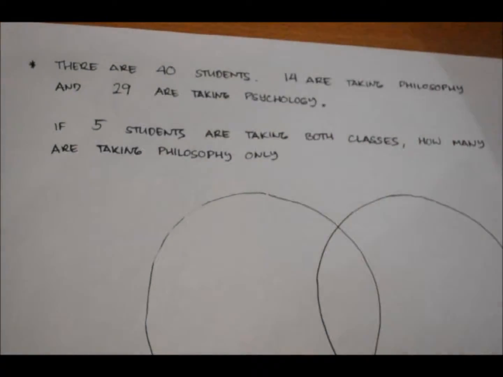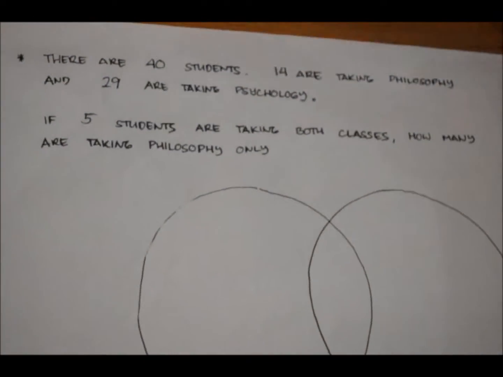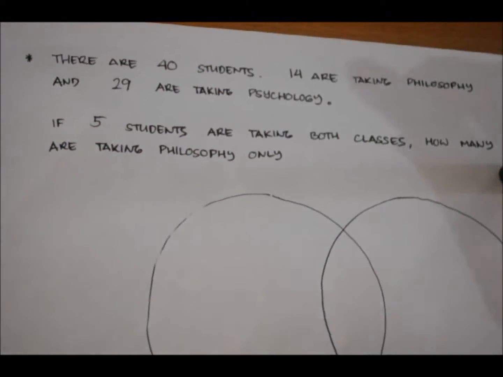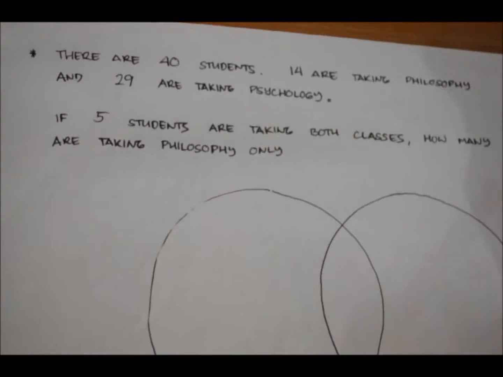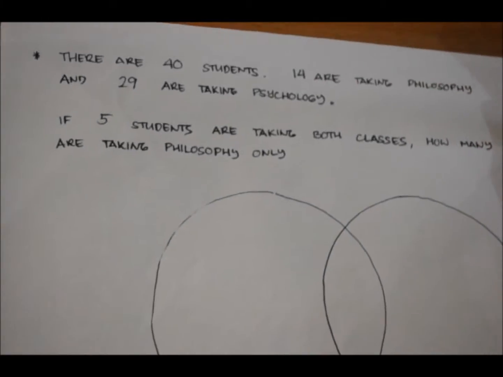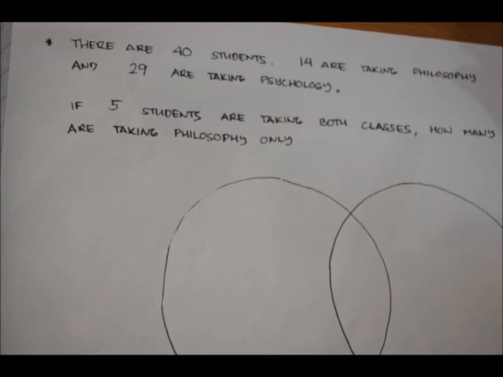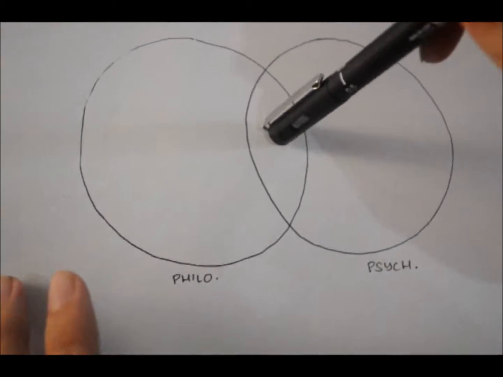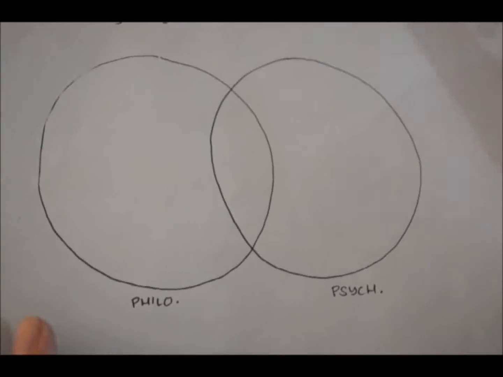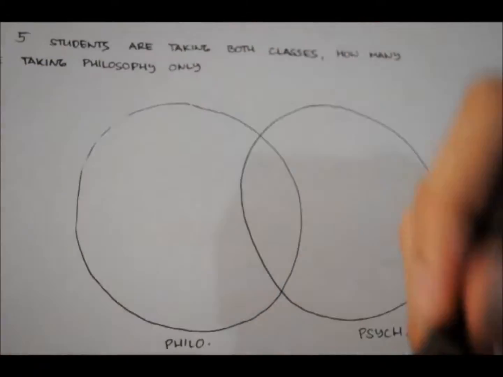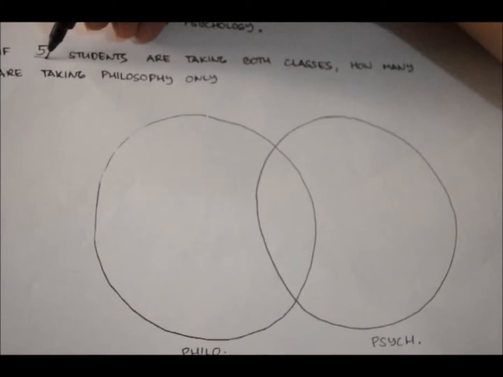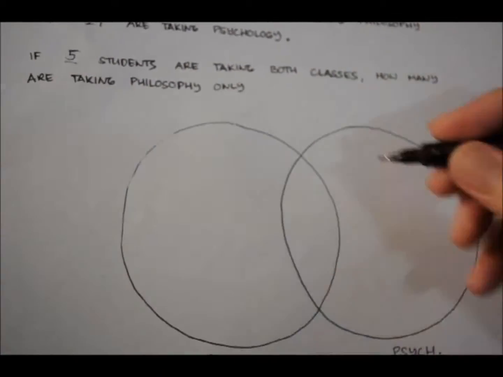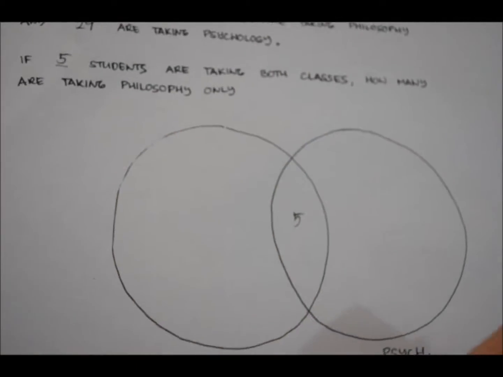Alright, we have a problem here. There are 40 students, 14 are taking philosophy and 29 are taking psychology. Our problem: if 5 students are taking both classes, how many are taking philosophy only? In here we need to begin at the very center of the Venn diagram. Since 5 students are taking both classes, which is common here, we need to write down 5.